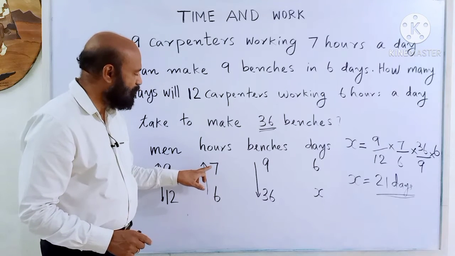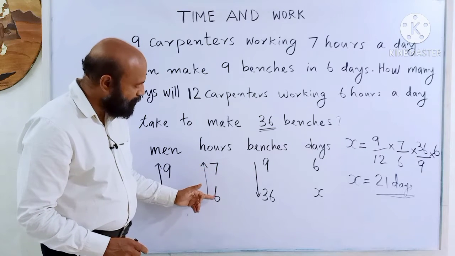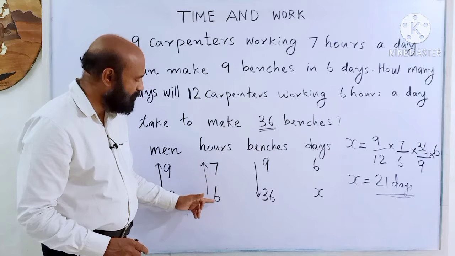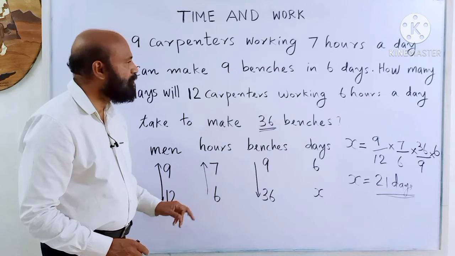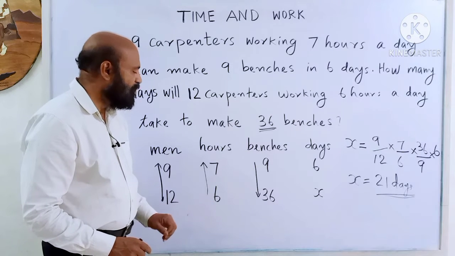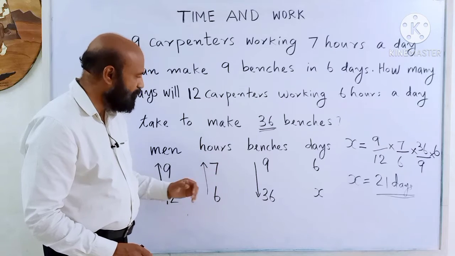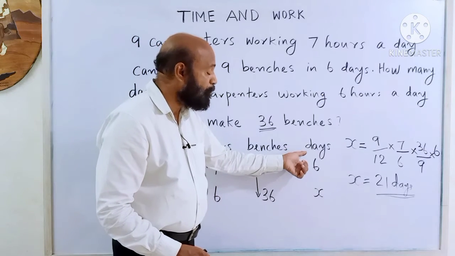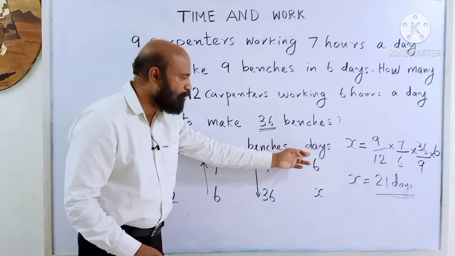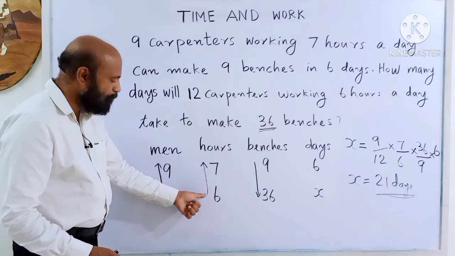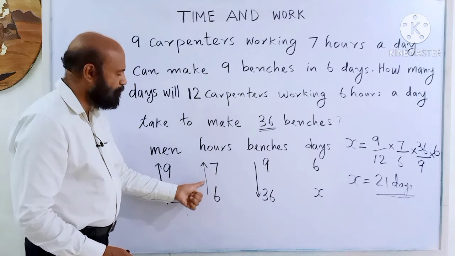Here you see hours 7, 6. So the number of hours is decreasing. Here carpenters are working 7 hours a day, here 6 hours a day. When the number of hours worked becomes lesser, more days are needed. That means the number of days increases. If there is an increase in the number of days, you put the arrow from the smaller number to the greater number.